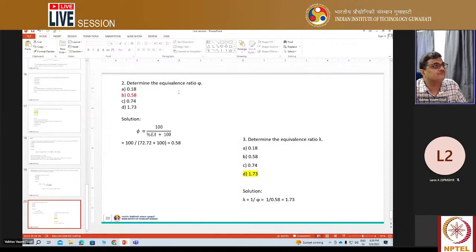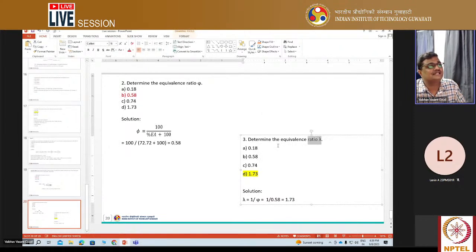And it was asked to calculate the equivalence ratio. For the equivalence ratio calculation, we can make use of this simple formula, because once you know the percentage excess air, we can simply calculate the equivalence ratio using this equation, which comes out to around 0.58. And lambda, as we know, is the inverse of the equivalence ratio, so it comes out to around 1.73.